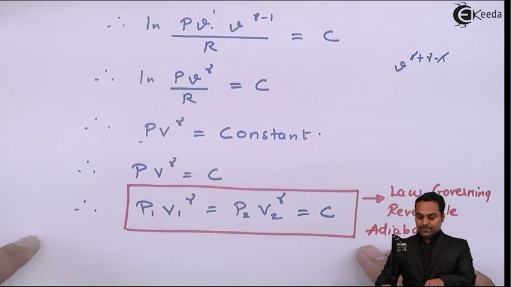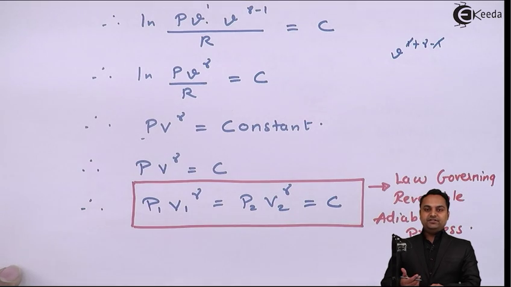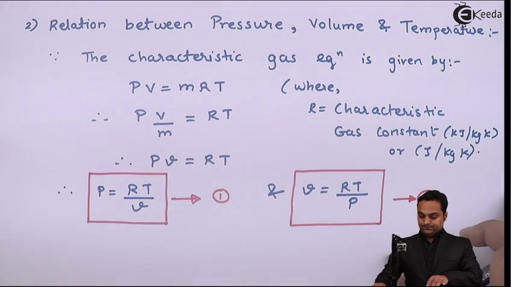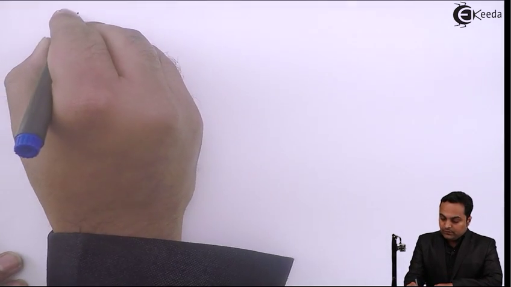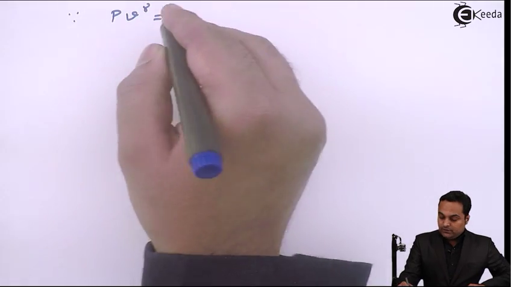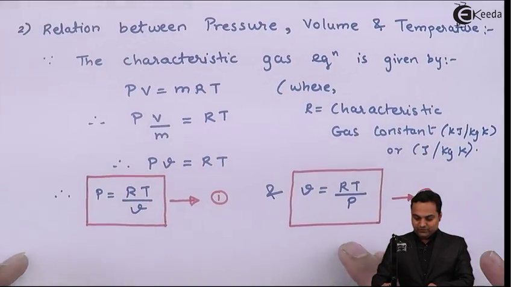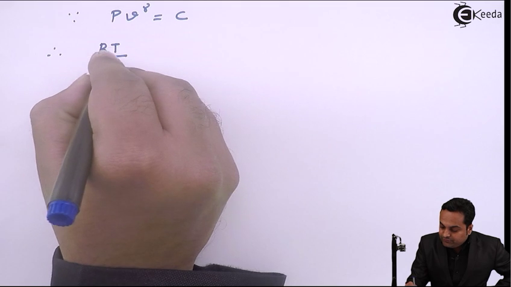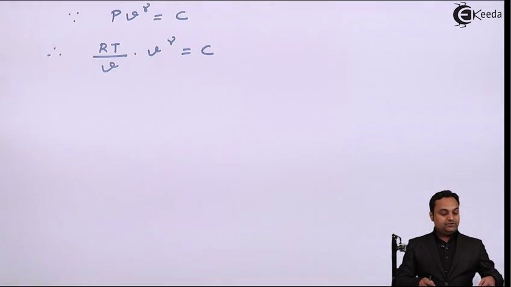That governing equation was PV raised to gamma is equal to constant. I can write it for a general state. So therefore, since PV raised to gamma is equal to constant, here I'll put the value of P from equation number 1, which is RT upon specific volume. So RT upon specific volume into specific volume raised to gamma is equal to constant.